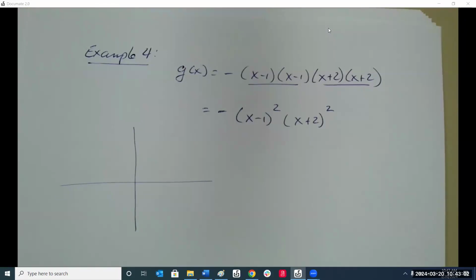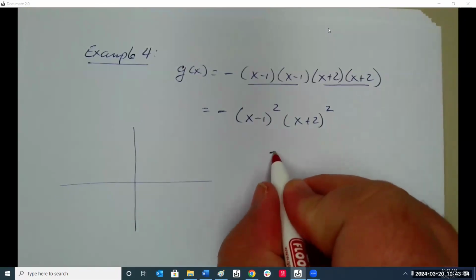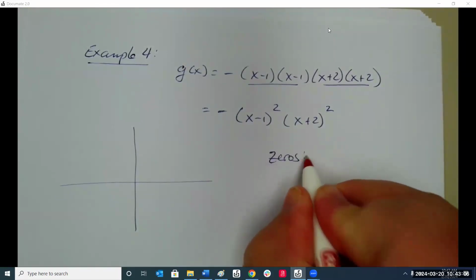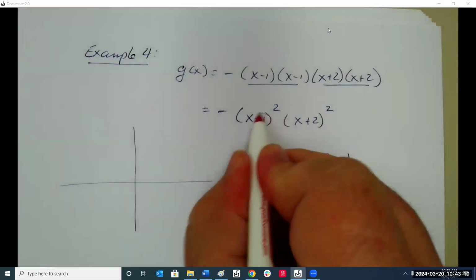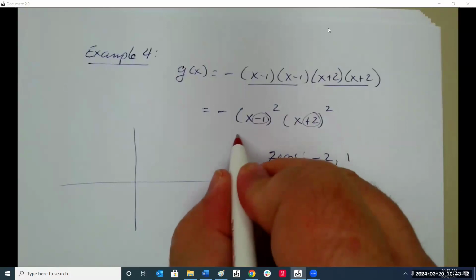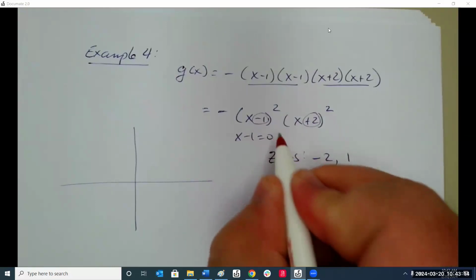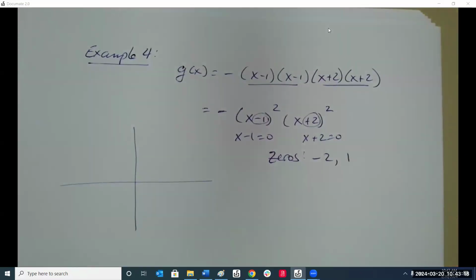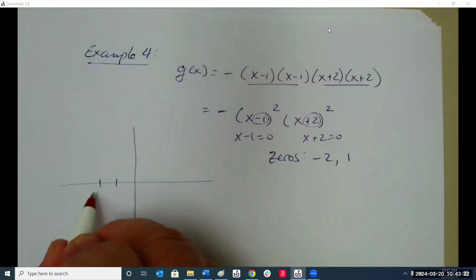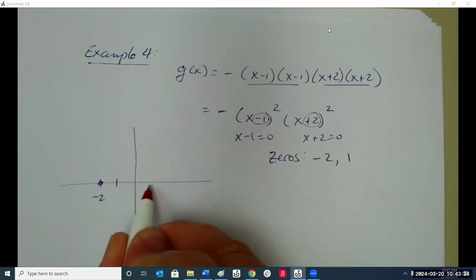So what are my zeros? -2 and +1, right? It's always the opposite of what's inside the parentheses. If you don't see it, just set those equal to 0 and solve for x. So at -2 and at +1.